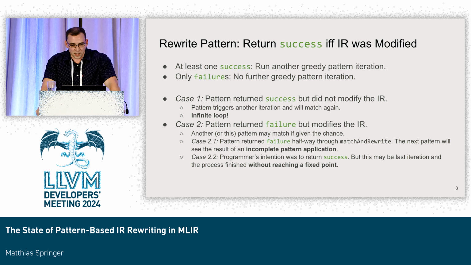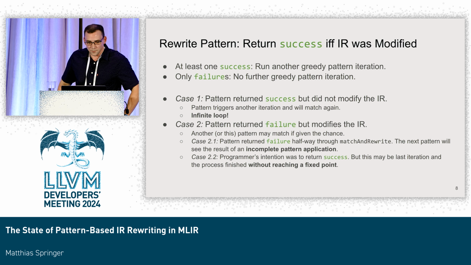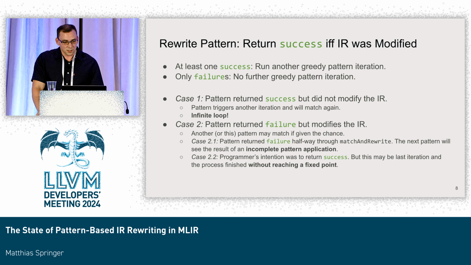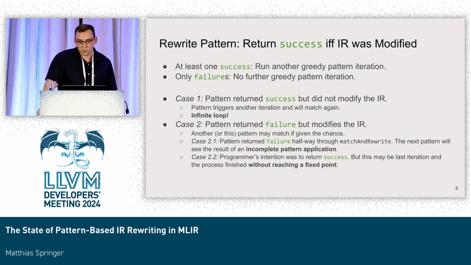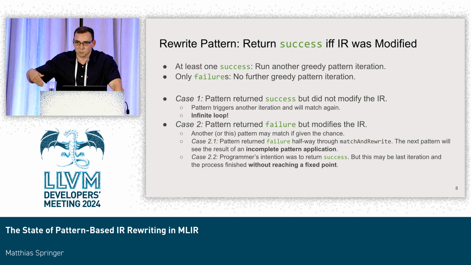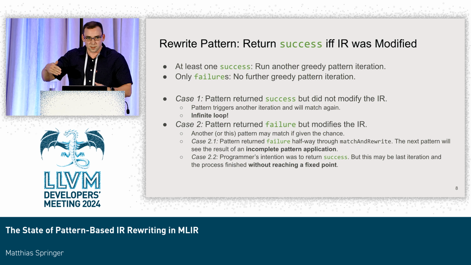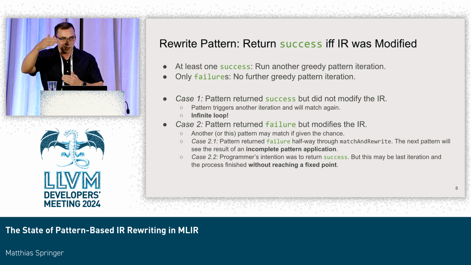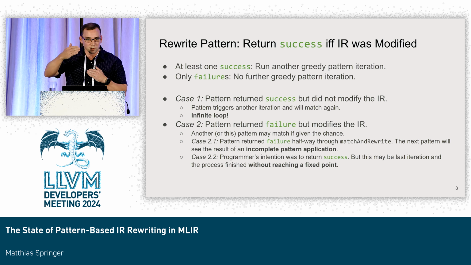Here's one API rule that I have seen violated a few times in upstream MLIR and also in downstream projects. I'm talking about the match and rewrite method here. In a rewrite pattern, you should return success if and only if the IR was modified. There are a few things that can go wrong if you don't do that. For example, let's say you return success, but you didn't modify the IR. Then you're telling the rewriter, okay, this pattern matched, it was applied, something has changed. And that tells the driver, okay, let's do another iteration. Let's take a look at the IR again. But actually nothing has changed, so the pattern will match again. And this can trigger an infinite loop.